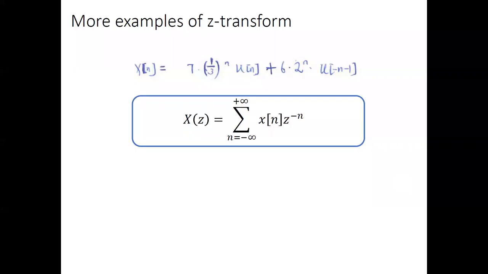So let's look at one more example of the Z transform, because this signal is a little bit more complicated and has two parts. Added up, the first part is a right-sided signal because it has u[n]. The second part is a left-sided signal, with u[-n-1]. I will give you 3 minutes to try to calculate the Z transform of this signal, and then we'll look at the answer together.